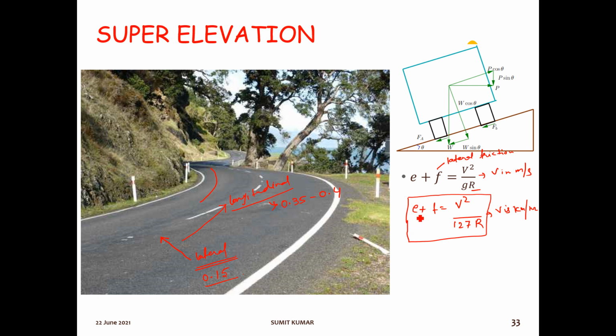As per IRC, the maximum value of E is 7% for plain terrain. In hilly terrain, E goes slightly higher, up to 10%. But when the hilly region is covered with snow and the road is slippery, E again comes as 7%. So the maximum value of E is 7% for plain roads and 10% for hilly roads.